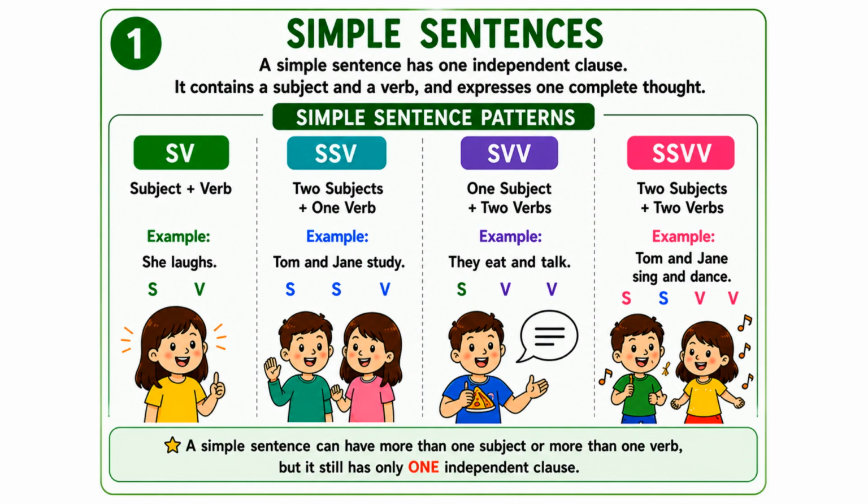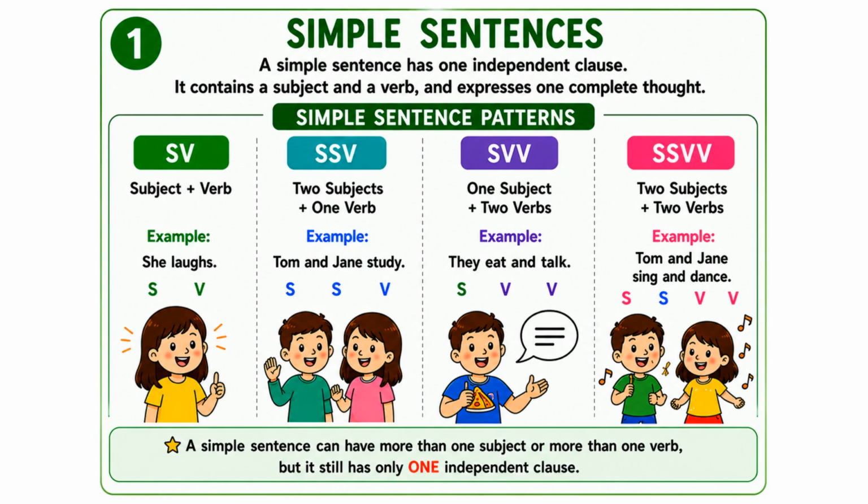First, SV means subject plus verb. For example, she laughs. She is the subject, and laughs is the verb. There is one subject and one verb. Next, we have SSV, which means subject plus verb. For example, Tom and Jane study. Here, Tom and Jane are 2 subjects, and study is the verb. Even though there are 2 subjects, this is still a simple sentence, because there is only one independent clause.